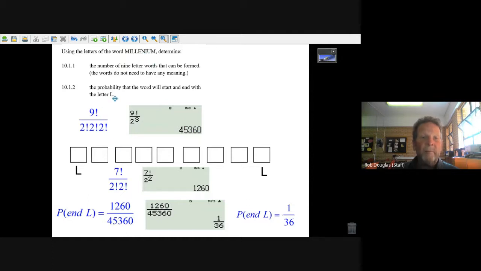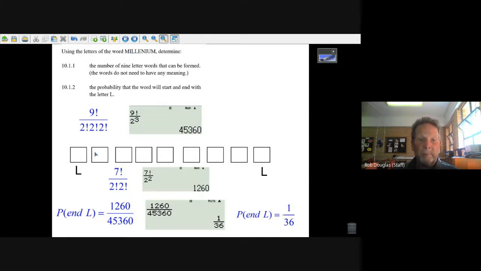Okay, but what's the probability that the word will start and end with the letter L? Well, I like to do it this way. There's other ways to do it as well. I like to use the boxes and think, well, if it starts with an L and ends with an L, that's no choice at all. You're locked in. There's only one way that can happen. And now you've lost the L's as part of your problem. So from 11 letters, now there's only 9.